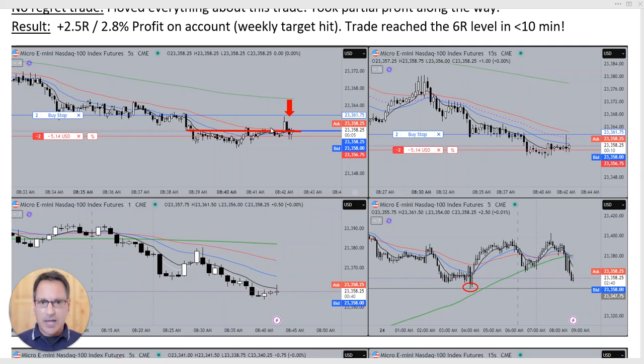Now Charlie usually does not trade the 5-second chart because it moves very quickly, right? But in this case, he made an exception because this is a no regret trade. This is a very high quality multi-bar S1 pattern.